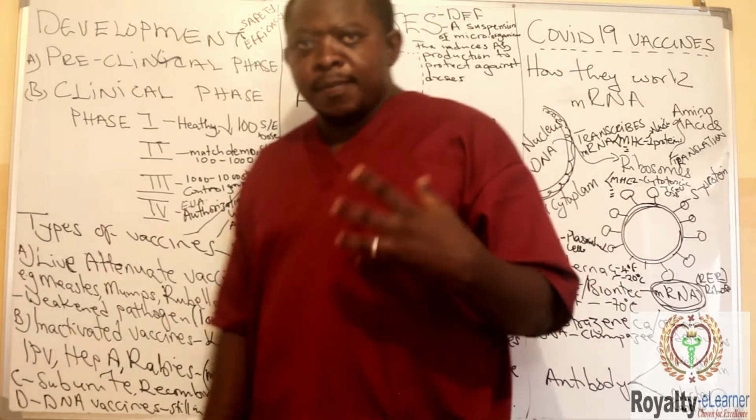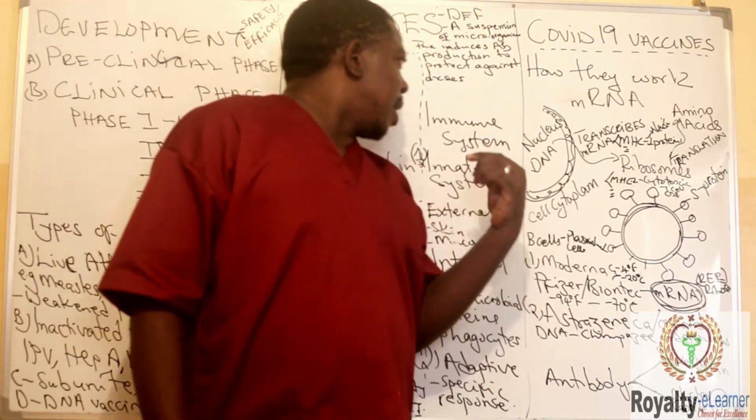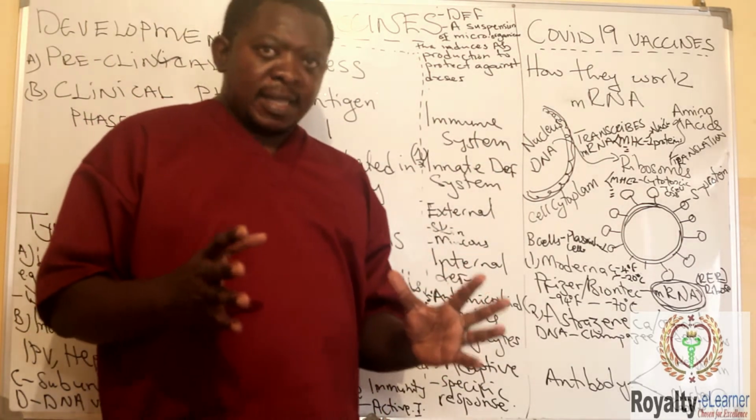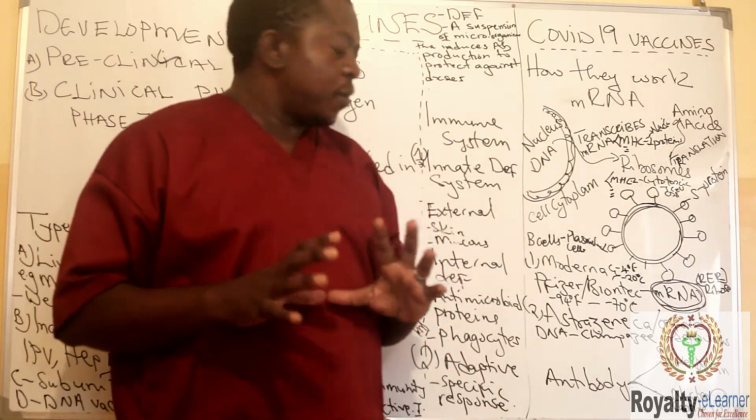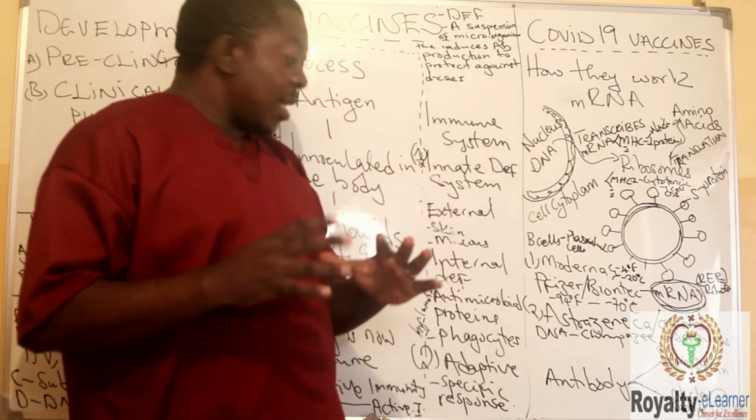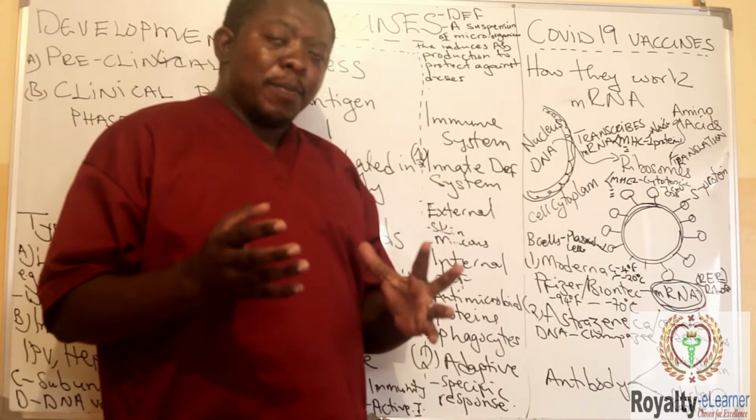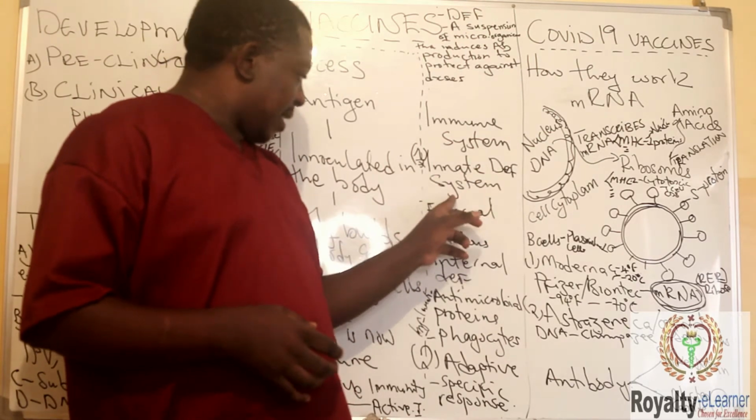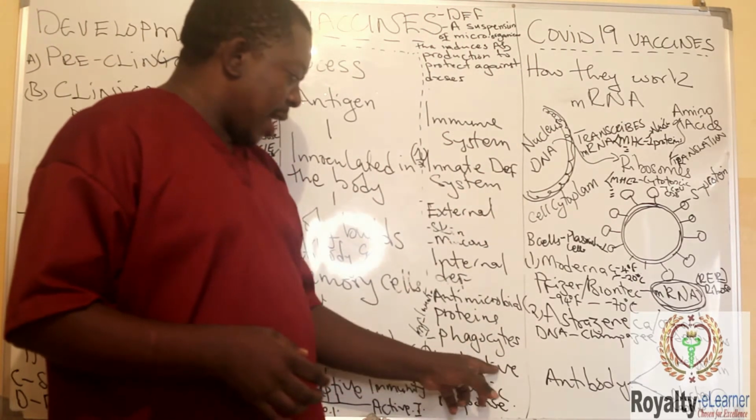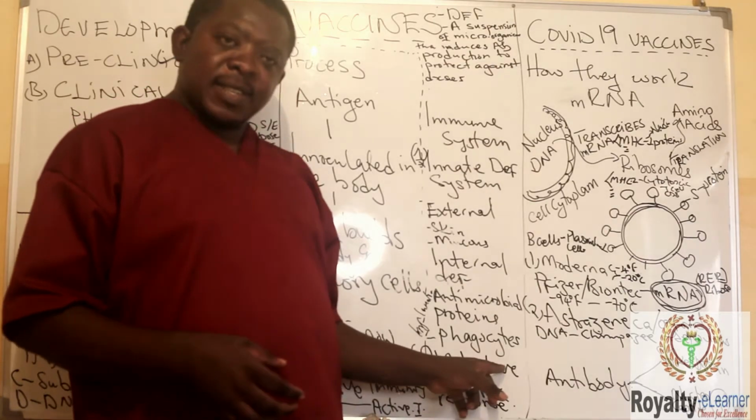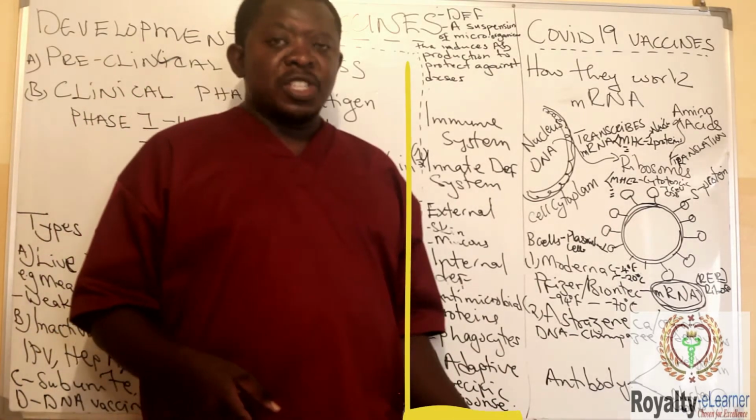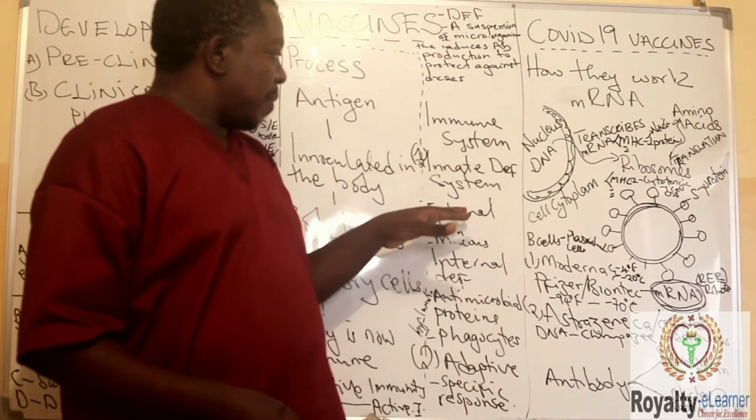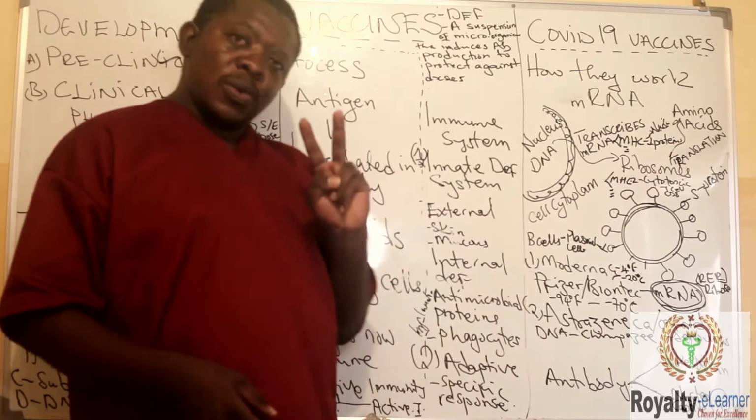Now let's look at the body's immune defense system. The body's immune defense system is comprised of two segments. You may ask, what are those two main components that our body immune system is comprised of? It is comprised of the innate defense system, and it is also comprised of the adaptive immunity, which is the specific immune response. Now when we talk about the innate defense system, we are looking at two aspects.